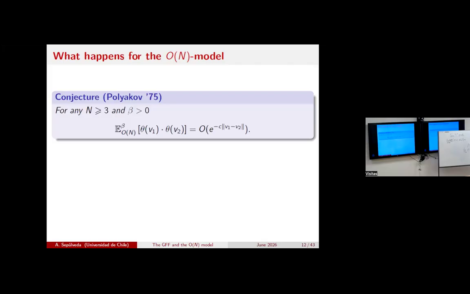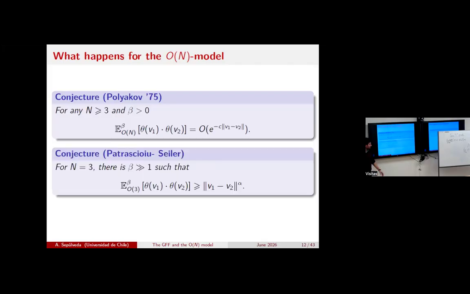Polyakov's conjecture is not believed by every physicist. It's mostly believed, but there are these amazing works of Patrascioiu and Seiler where they claim that actually for the O(3) model there should be a critical behavior for a temperature low enough.